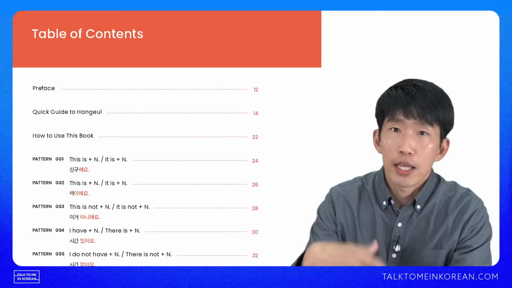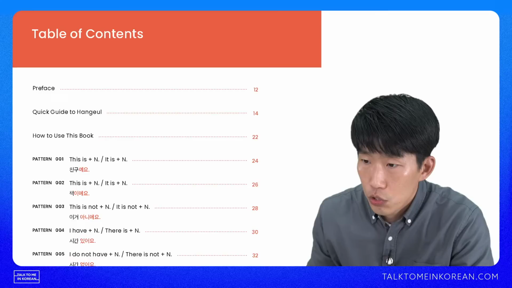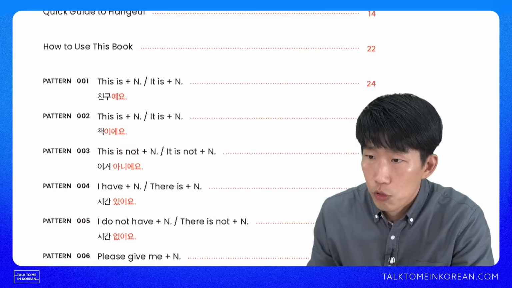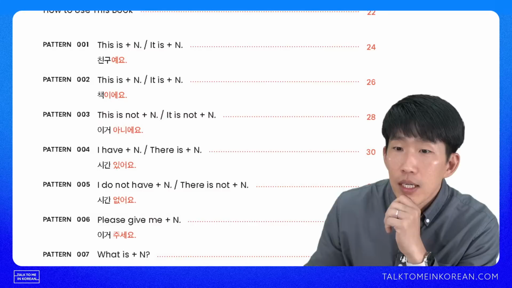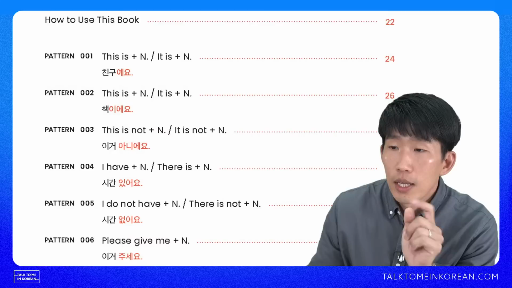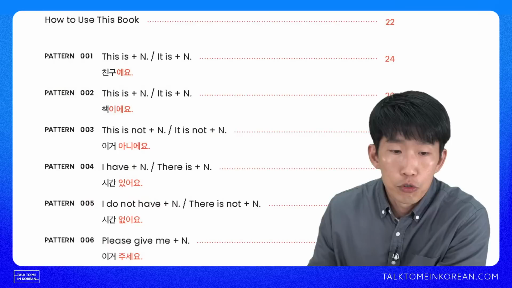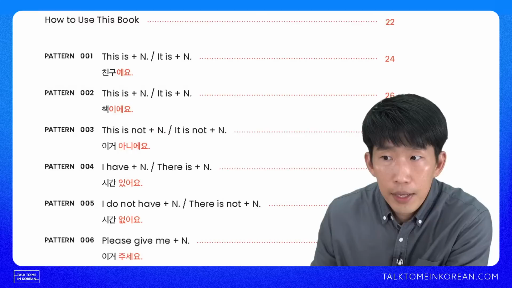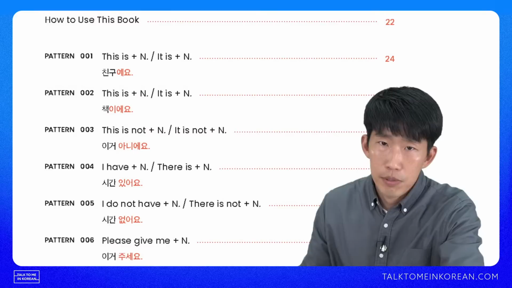So for example, let me quickly expand it and zoom in. Can you see the text well? Is it big enough for you? I hope you can read it well. So we have patterns like, this is so-and-so, 친구예요. Pattern number one and two are related. I'm going to quickly go over maybe 30, 40 of the patterns and give you an idea of how you can study.